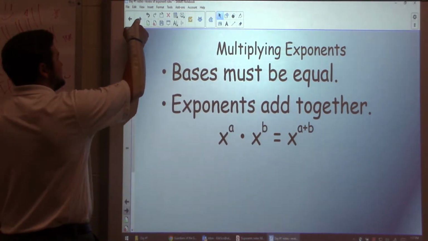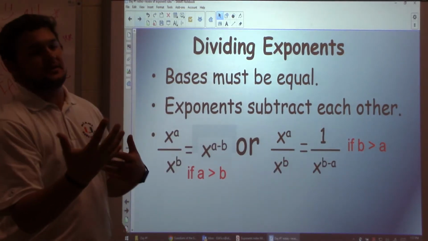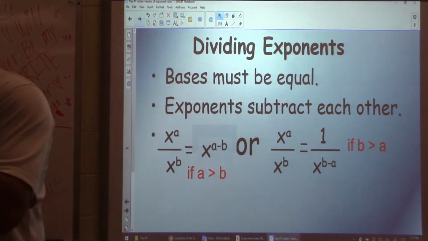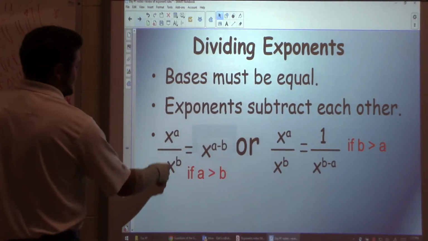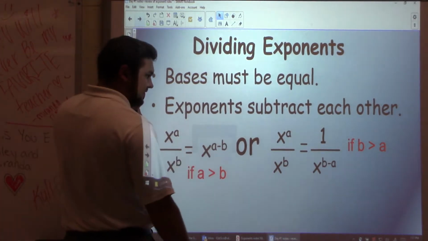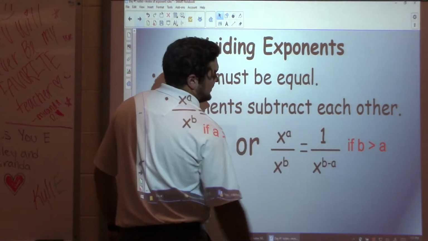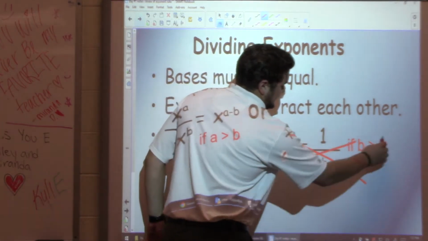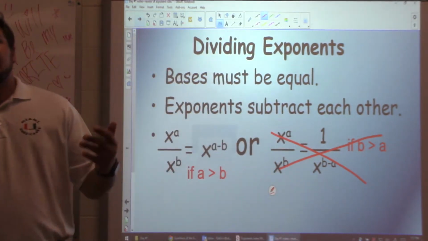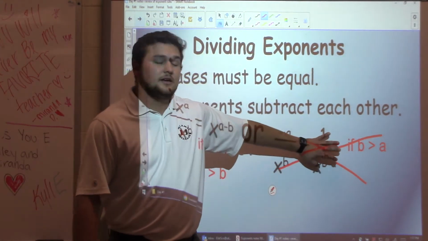Now vice versa for dividing exponents. Multiplying, we're adding exponents. Dividing exponents, we are subtracting them. So x to the a over x to the b equals x to the a minus b. If b is greater than a, we're going to do it on the bottom. You don't need to listen to this. That's just keeping you from getting a negative exponent. You can, if you'd rather do it this way, go ahead and do it.